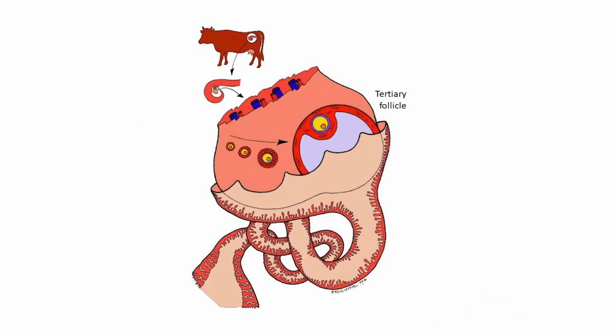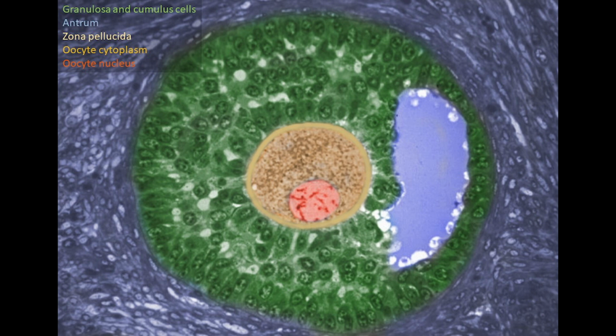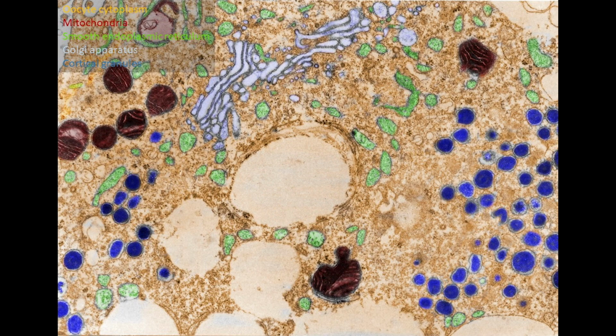As the granulosa cells continue to proliferate, small fluid-filled spaces develop between them, which eventually coalesce to form the antrum, hence the term antral or tertiary follicles. In the tertiary follicle, we can appreciate how much the oocyte cytoplasm has increased in size, as the volume of this compartment is much larger relative to the oocyte nucleus than in the earlier follicle stages. Zooming in on the oocyte cytoplasm, we now find that the oocyte is furnished with most of the organelles and inclusions required for further development.